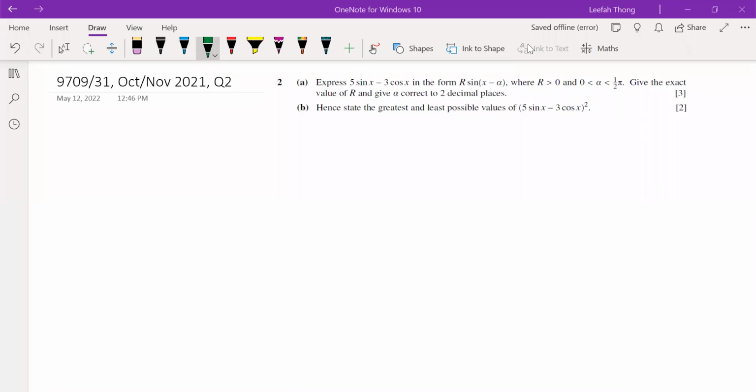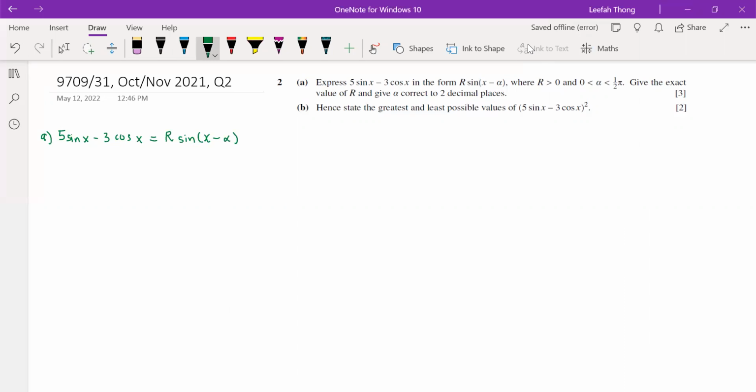Express 5 sine x minus 3 cos x in the form r sine of (x minus alpha). This is an auxiliary angle form. We have 5 sine x minus 3 cos x, and we need to express this in the auxiliary angle form, r sine of (x minus alpha).